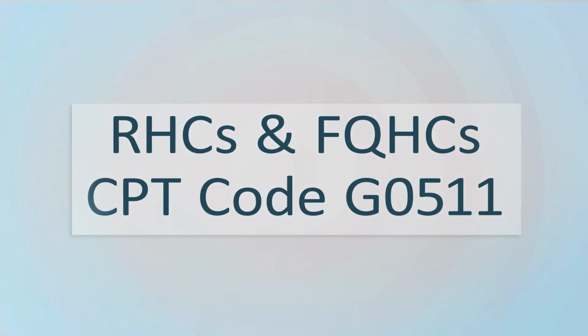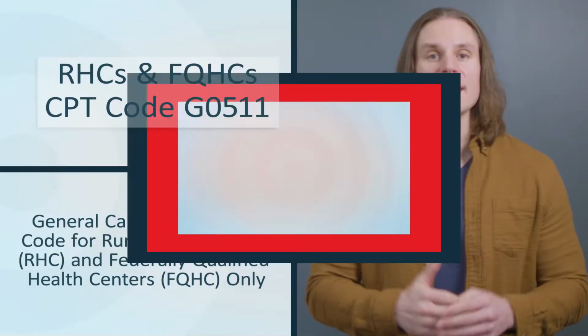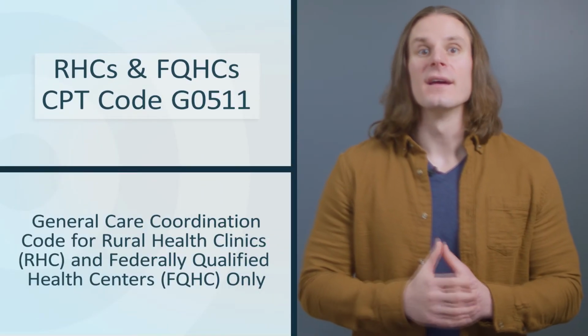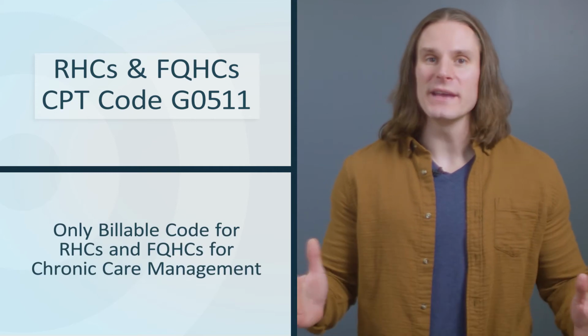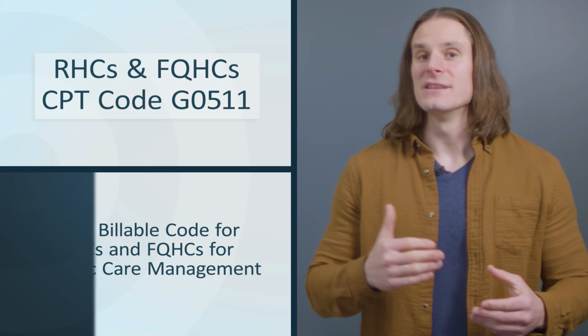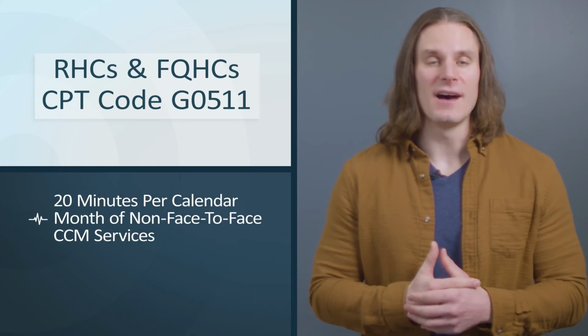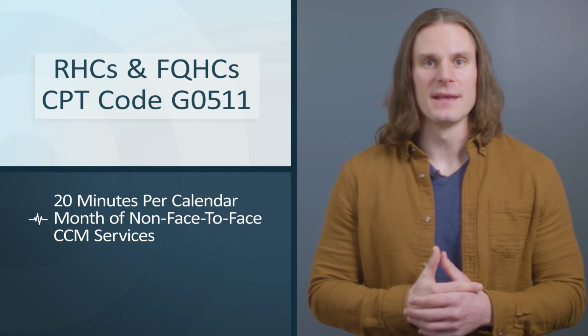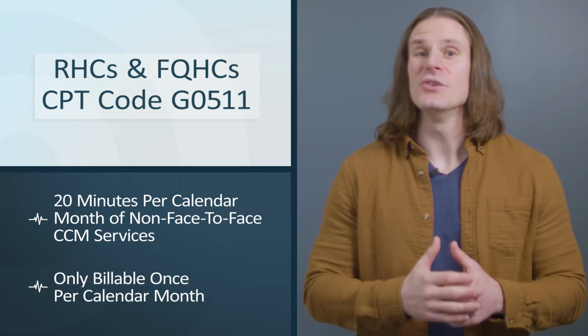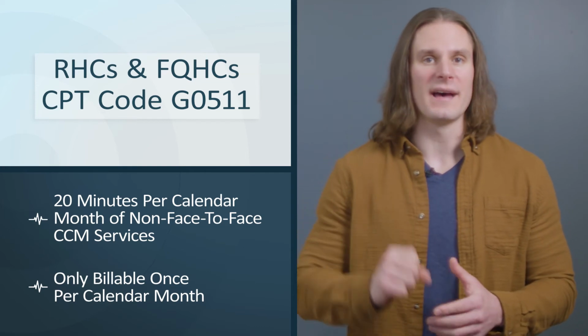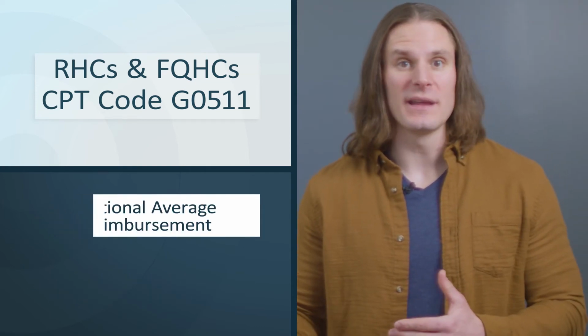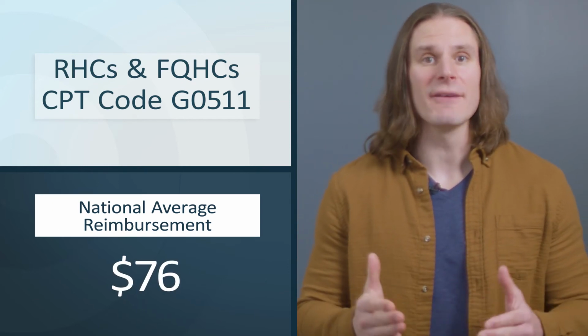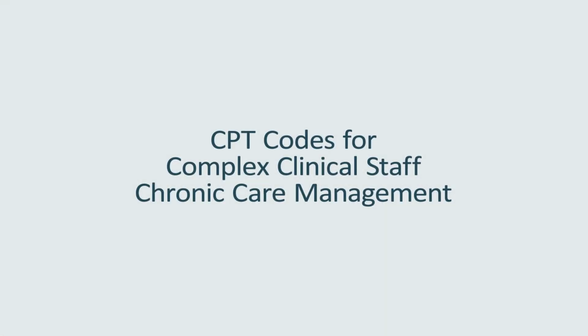If you are a rural health clinic or federally qualified health center, you won't use those codes. You will simply bill code G0511. This is a general care coordination code. As an FQHC or RHC, this is the only code you can bill for chronic care management. G0511 is at least 20 minutes of non-face-to-face or CCM time, and even if you accrue 40, 60 plus minutes, you can only still bill G0511 one time per calendar month. The good news is that in 2022 this reimbursement has been increased to $76.94.